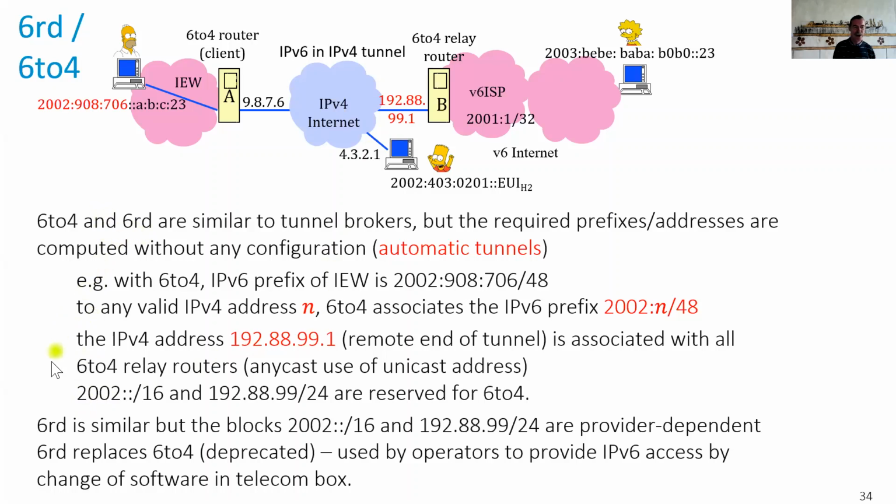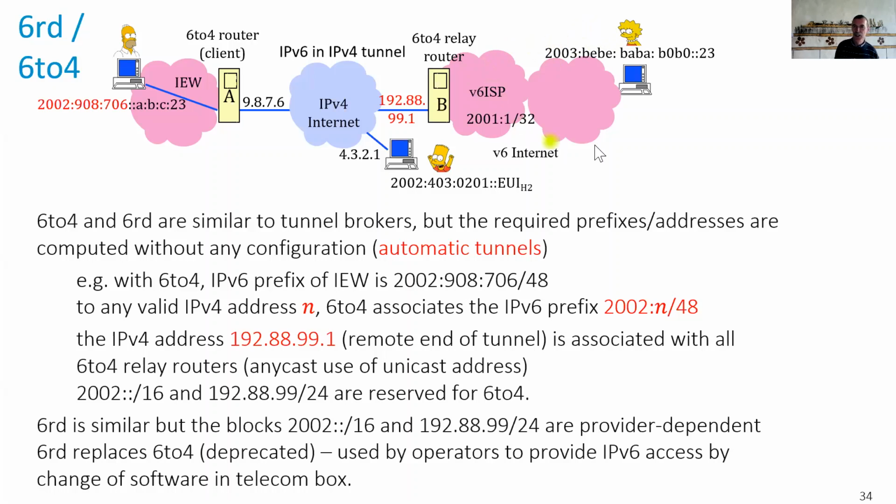Now it's been replaced by a variant called 6RD, 6 for rapid deployment, I believe. It's similar, but the only thing that is changed is those two blocks, the 2002 block and this prefix here, which is in fact not, I said, it's not just one IP address, but several of them. In 6to4, they are well known. They are the same for everyone here. Everyone has the same end of tunnel here, and everyone has the same 2002 here. Providers don't like this. Why? Well, because providers don't like to do the work for others.